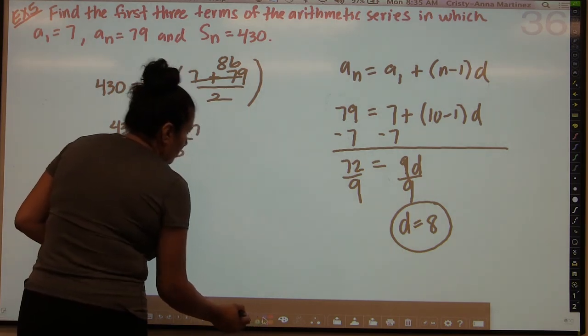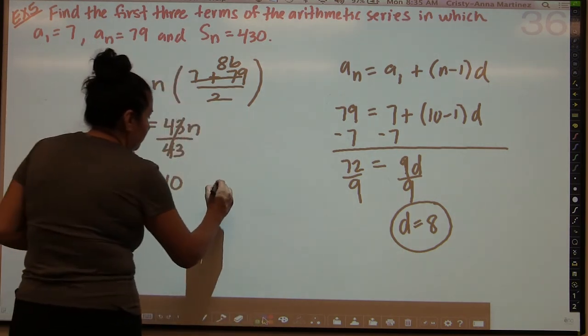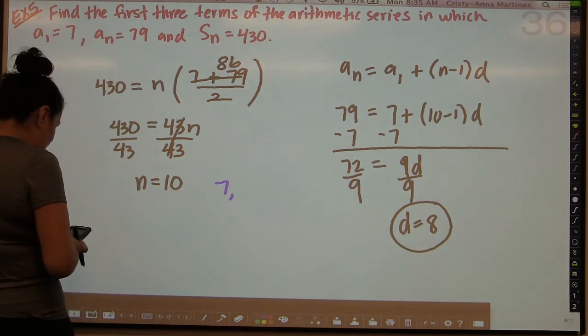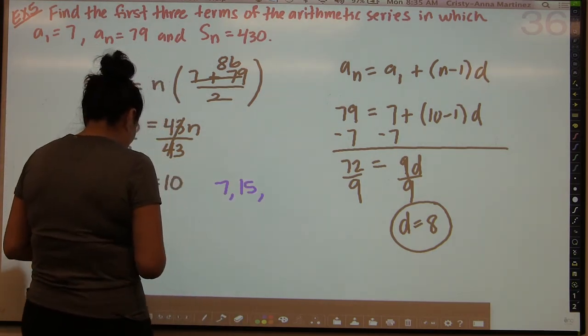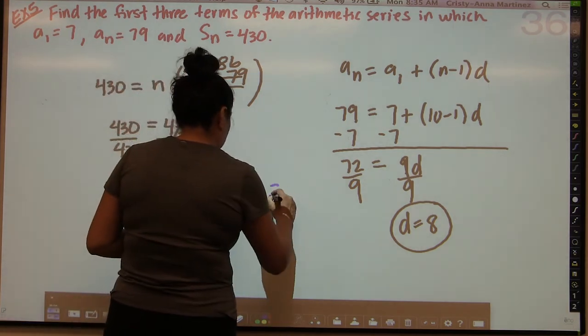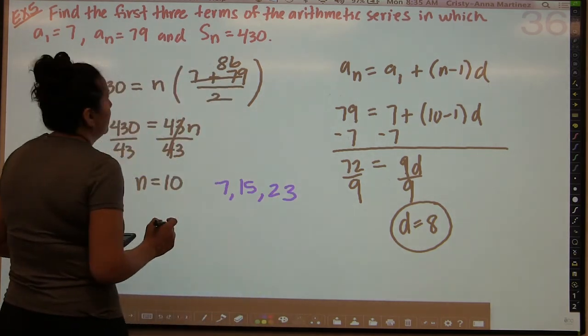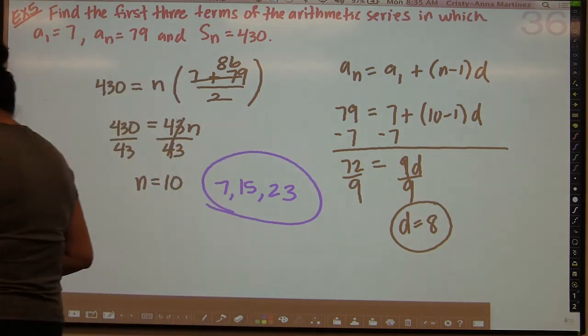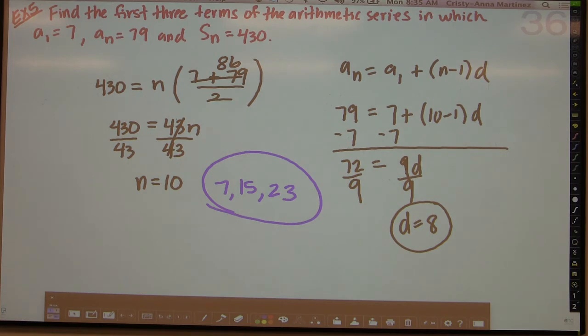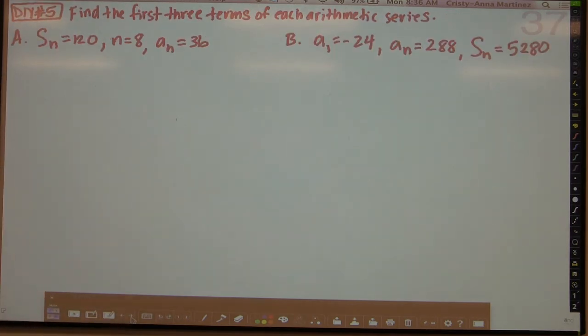So the first term is obviously 7. And then we can add 8 to that. And that's going to give us 15. And then we add 8 to that. And that'll give us 23. So the first 3 terms are 7, 15, and 23. So that is how we use the formula for an arithmetic series to find the first terms of an arithmetic series. And now you can try that with this example.